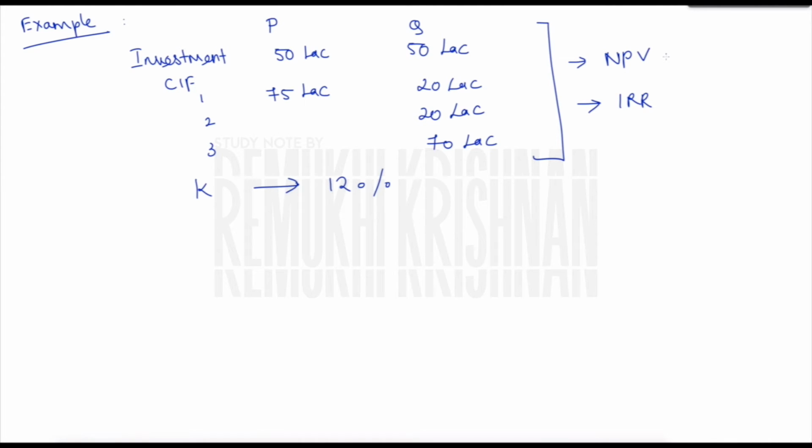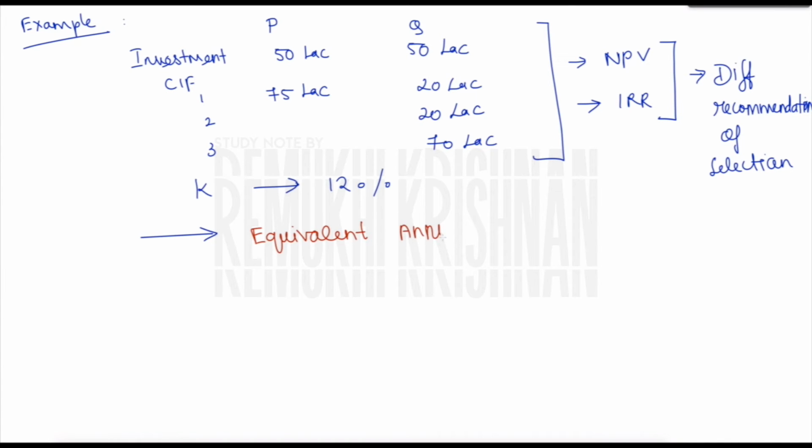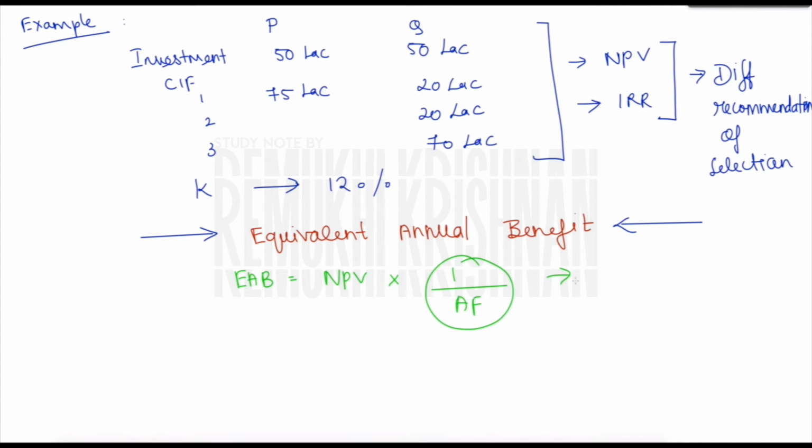As usual, if you do this sum by following the NPV method, you will get a different answer. And if you do this sum as per the IRR method, then again you will get a different answer. Yes, you will have different recommendations of selection. So with the help of the equivalent annual benefit, we can find which project is best even though there is a life disparity. We know that equivalent annual benefit is equal to net present value into 1 divided by annuity factor. This annuity factor gives your capital recovery factor.